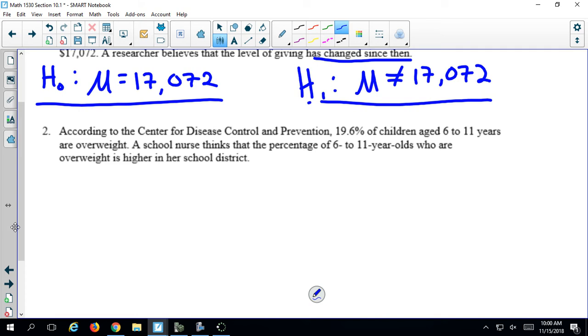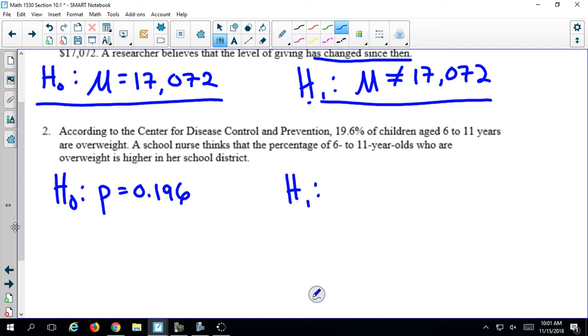Number two, according to the Center for Disease Control and Prevention, 19.6% of children aged 6 to 11 years old are overweight. A school nurse thinks the percentage of 6 to 11-year-olds who are overweight is higher in her school district. The null hypothesis is the assumption that there's no difference. There's no change. It's the same. So it's going to be P, its population proportion, is equal to 0.196. Or 19.6%, but we write population proportion as a decimal, okay, decimal form. So the alternative is that it's not the same.